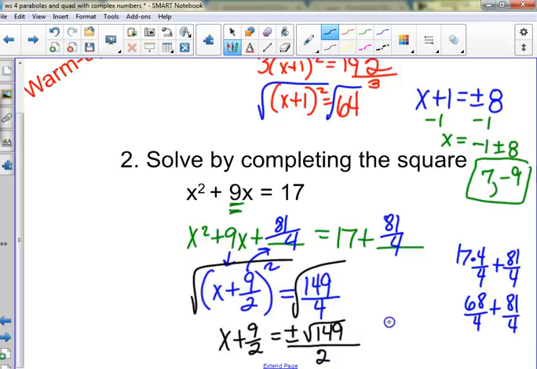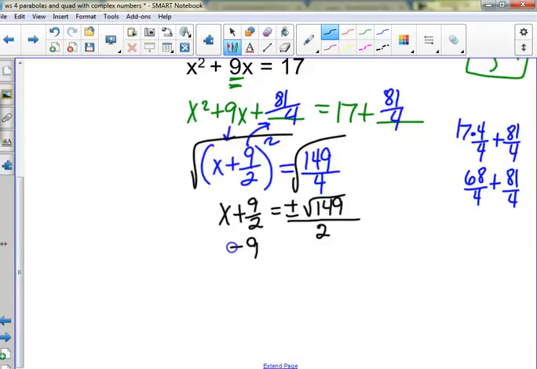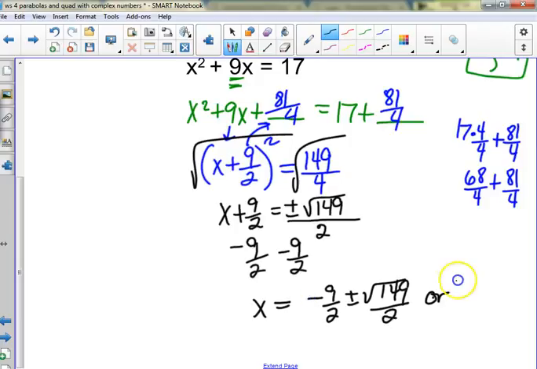I don't think 149 is divisible by much. Is it prime? I don't know. Anyway, I don't think it simplifies. So if we subtract 9/2, I think we're done. X equals -9/2 plus or minus the square root of 149/2, or you could write it as -9 plus or minus the square root of 149 all over 2, same thing.